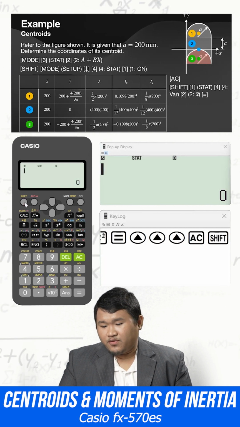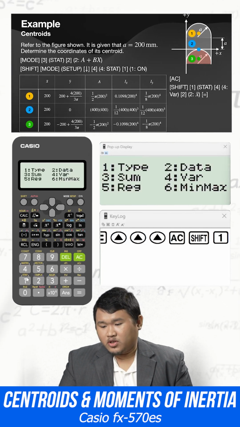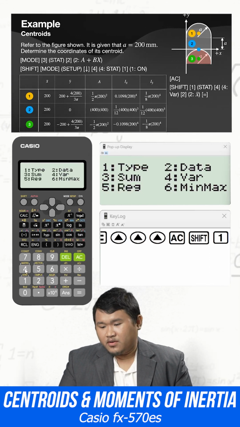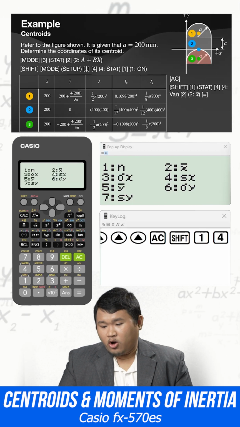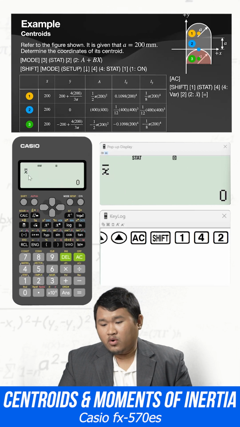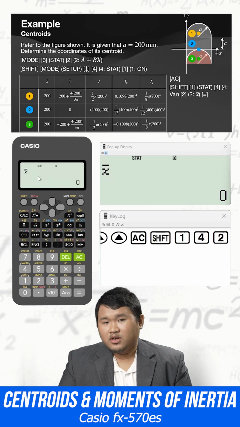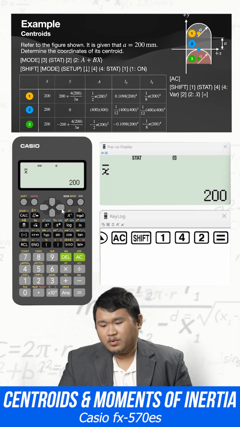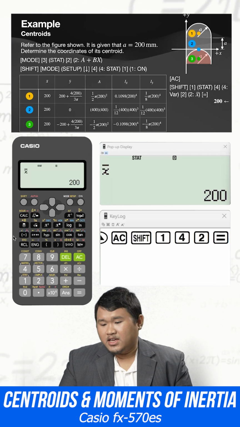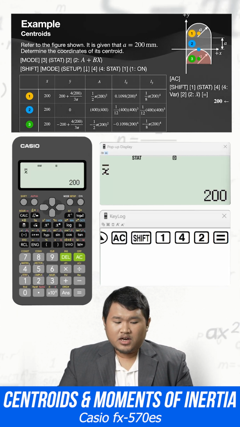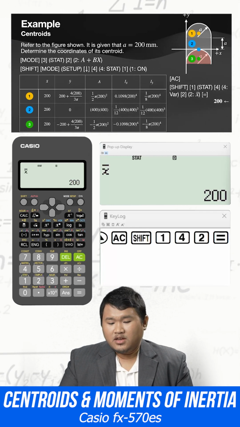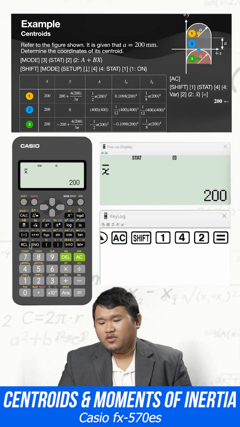We have shift and then stat options 1. And then we will access option 4, which is var. And then we will access option 2. So option 2 is X bar. So that is how the calculator represents centroids or the mean X bar. If we press equals, you will get 200 as the X coordinate of the centroid, which is obviously the case because all the shapes have X coordinate of 200. The overall centroid is also 200, obviously.